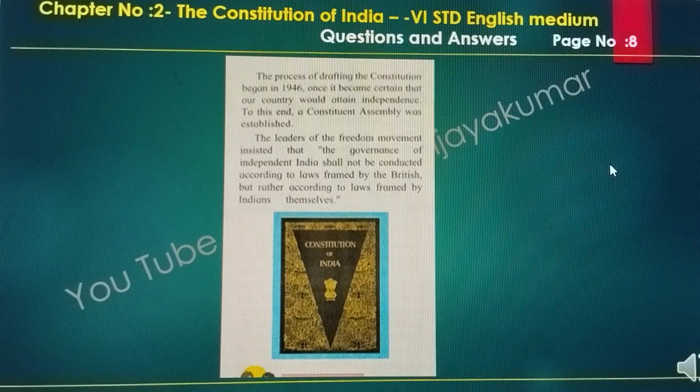The process begins in 1946 once it becomes certain that our country would attain independence. To this end, a constituent assembly was established. The leaders of the freedom movement insisted that the governance of independent India shall not be conducted according to laws framed by the British, but rather according to laws framed by Indians themselves.